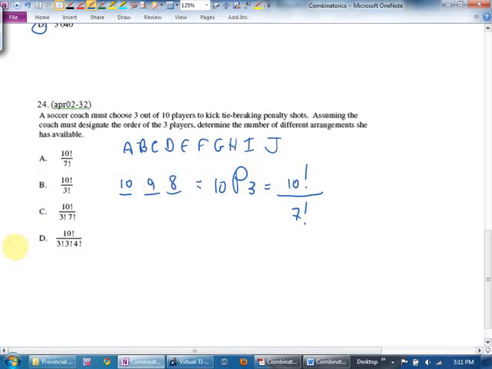Oh, but in this case, they want the factorial notation. And you need to be able to recognize whether they want the answer. You'll look at the answers and figure it out. Sometimes they'll want the actual simplified answer. Sometimes they'll want it in factorial notation. But the answer here is A.